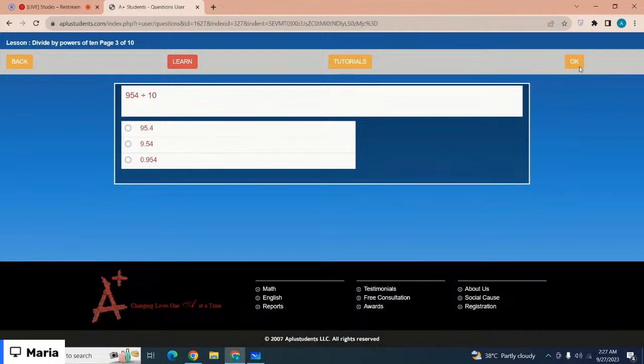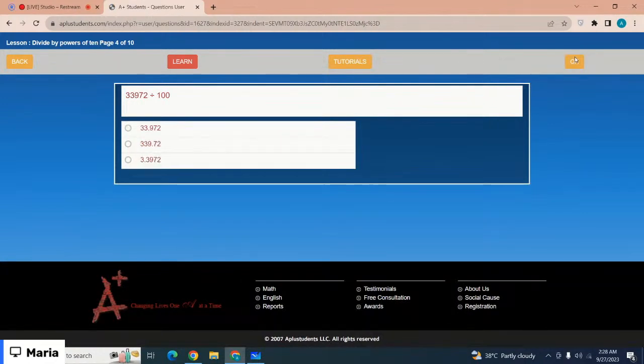Okay, 954 divided by 10. Which is the correct option? Yes, you have to move the decimal point one place left. So that would be 95.4. Option number one is the correct option. Very good, everyone.